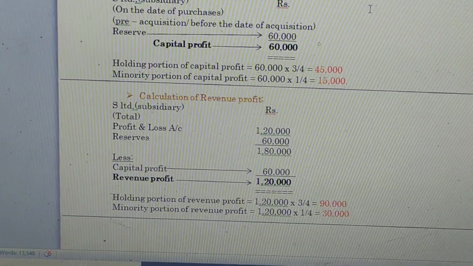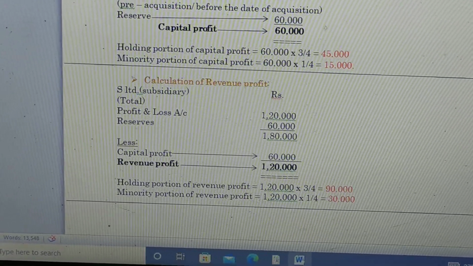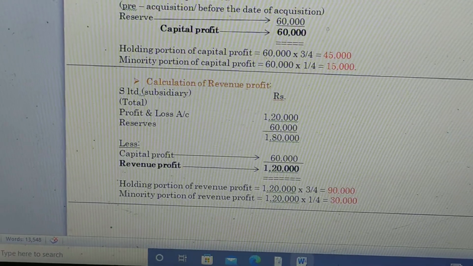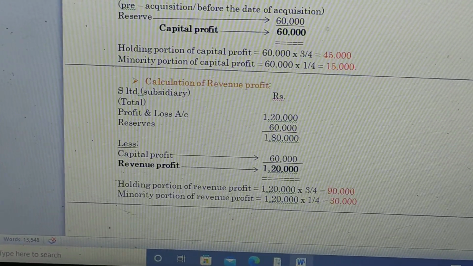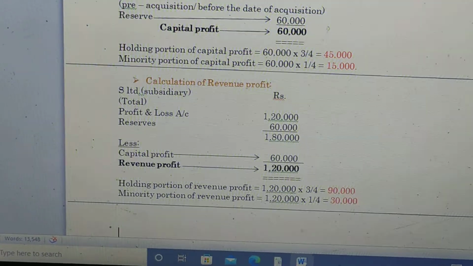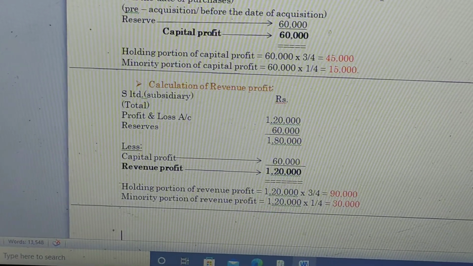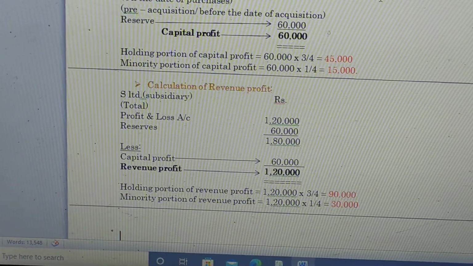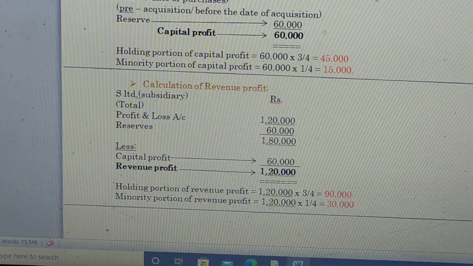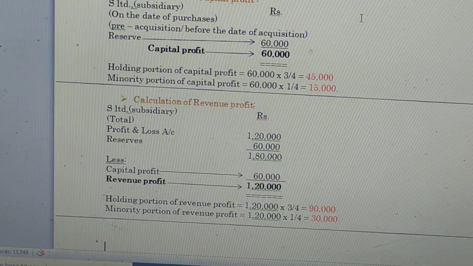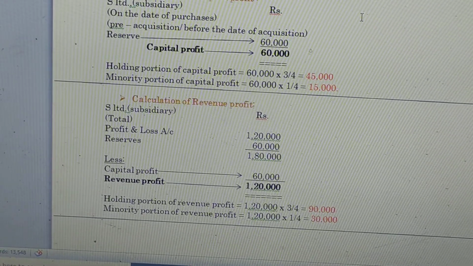And we are going to calculate the revenue profit of S Limited, the subsidiary. The total profit and loss account is rupees 1,20,000, which is from the balance sheet, and the total reserve is rupees 60,000. The total amount is 1,20,000 plus 60,000, so we get the total value of 1,80,000. Then less capital profit, which we have already calculated. The amount of rupees 60,000 will be deducted from the above amount.